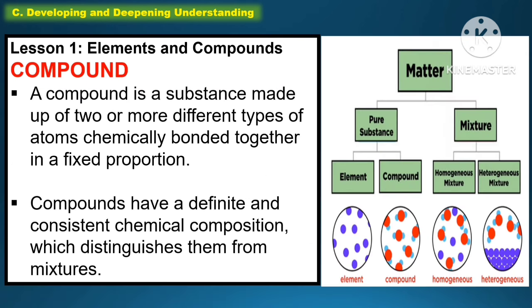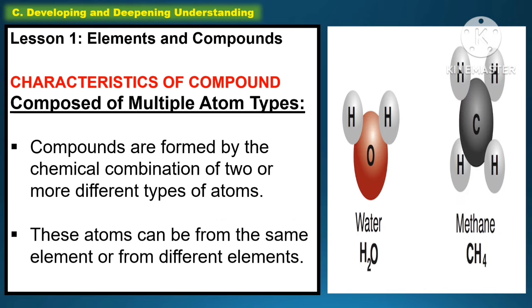Now let us define what a compound is. A compound is a substance made up of two or more different types of atoms chemically bonded together in a fixed proportion. Compounds have a definite and consistent chemical composition which distinguishes them from mixtures.